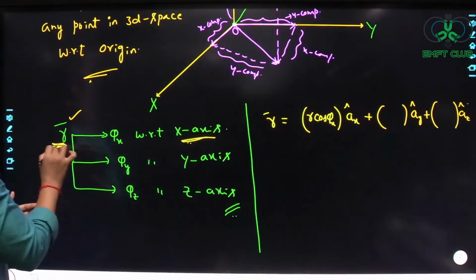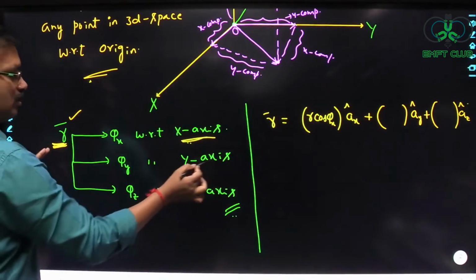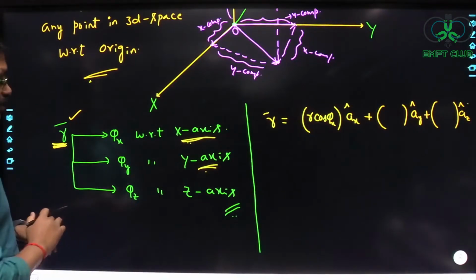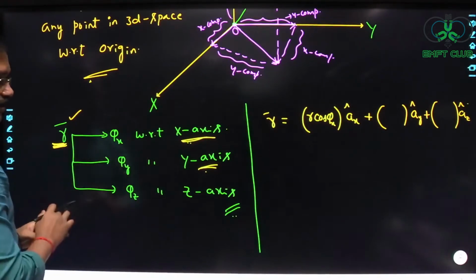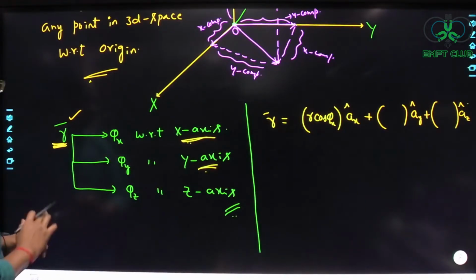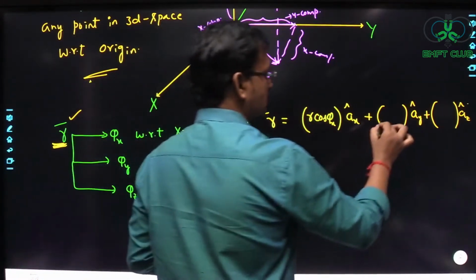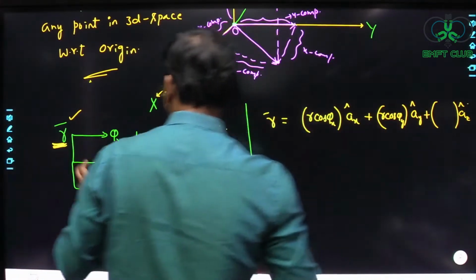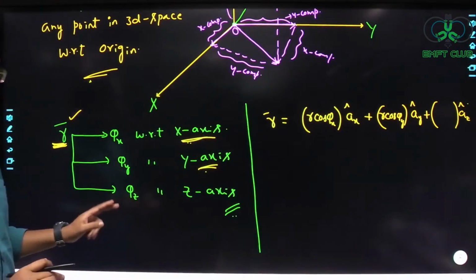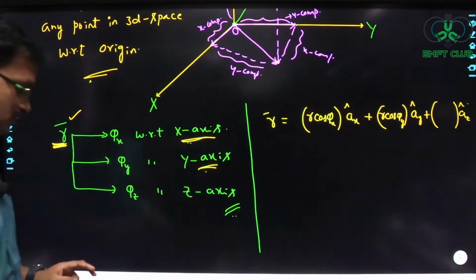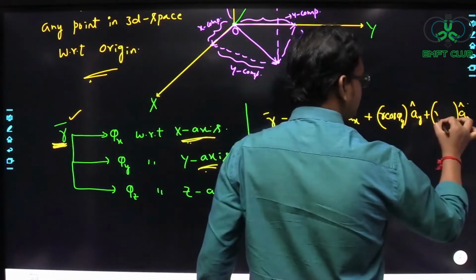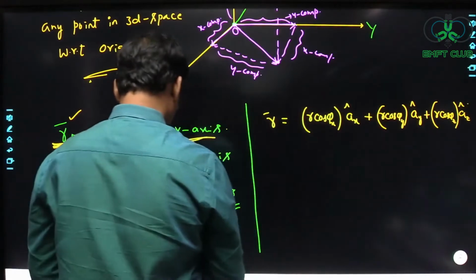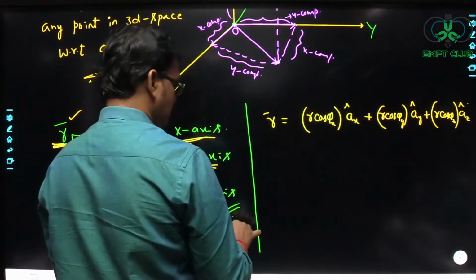Similarly, what is the component of r bar along the y direction here? The component of r bar along the y direction is nothing but r cos phi y. Yes or no? And what is the component of r bar along the z direction? It is nothing but r cos phi z. Understood?